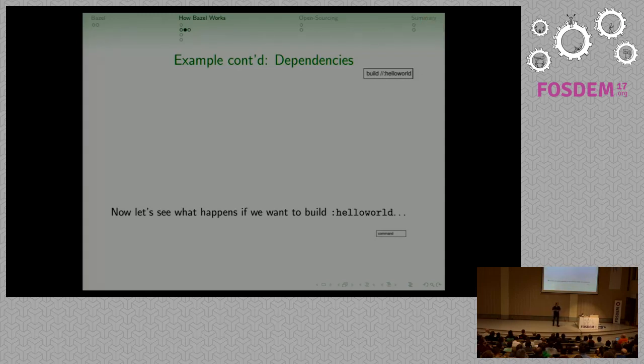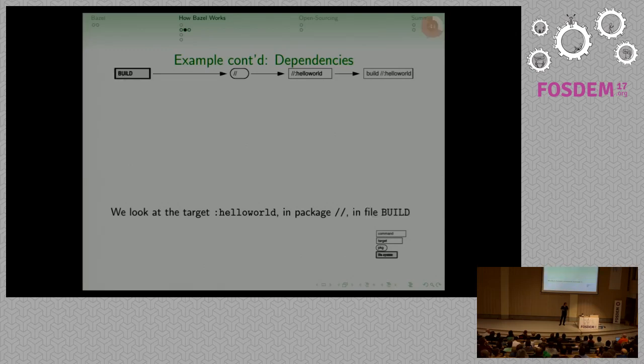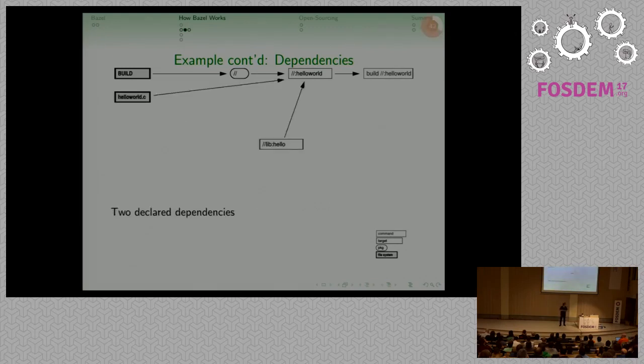Okay, so now let's try to build Hello World and see what happens. The first thing is we want to build a target, so we need to know what the target is. From the namespace, we see it's in the top-level package, so we say, okay, we need to know about that package, and then we actually find the build file and read it. Once we know, then in that build file, we see it's a C binary, and we discover dependencies. There are two declared dependencies, one is the source file, and the other is the library. Okay, now we need to build a library.